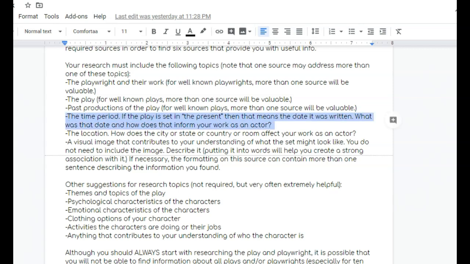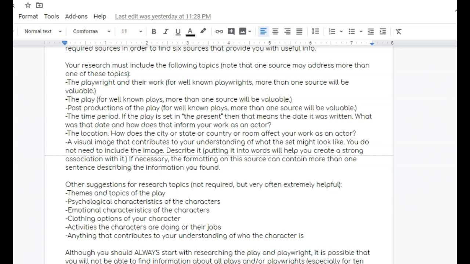This will not be research about the play as set in this time period. You will simply look at what's going on in this time period. This is obviously very important for plays that were written long ago. Look up, what was it like in 1930s America, New York, wherever the play's set.